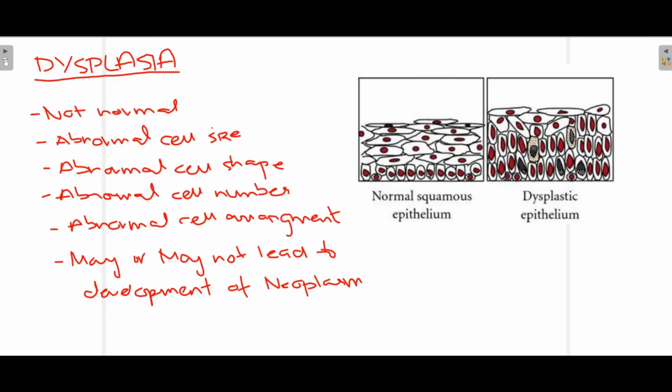And dysplasia, mostly it can lead to neoplasm, and sometimes it does not lead to neoplasm. If the irritating agent that is leading to dysplasia is removed, dysplasia most of the times resolves and the normal epithelium, which is this, is restored. So dysplasia is not normal. If identified, it has to be resolved in order to prevent the progression towards neoplasm.